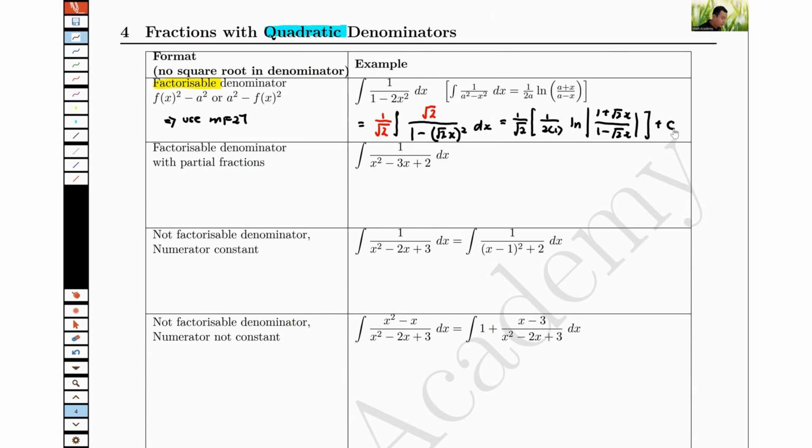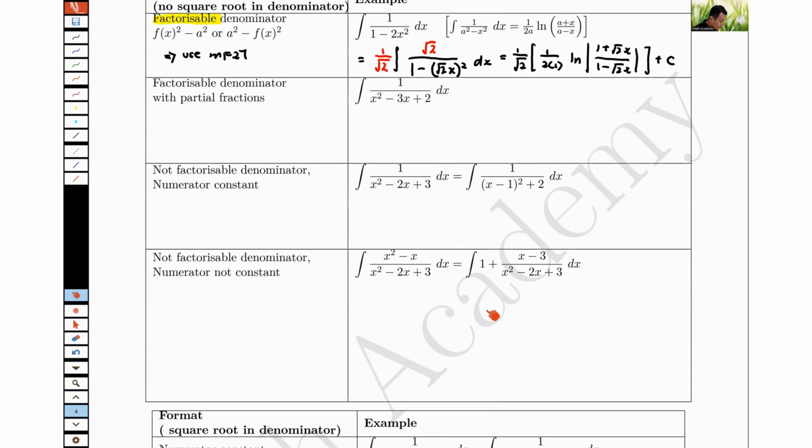Let's see. It could also be you have factorizable. So we always check can factorize or not. But if it's not the above structure, not a square, x square kind, then you do partial fractions. Okay, so nothing of the above format, go for partial fractions.